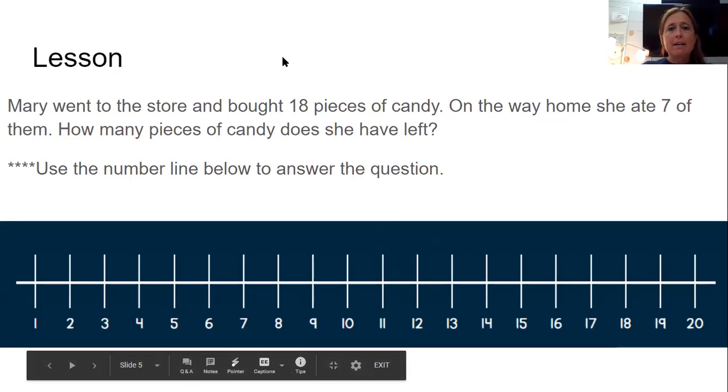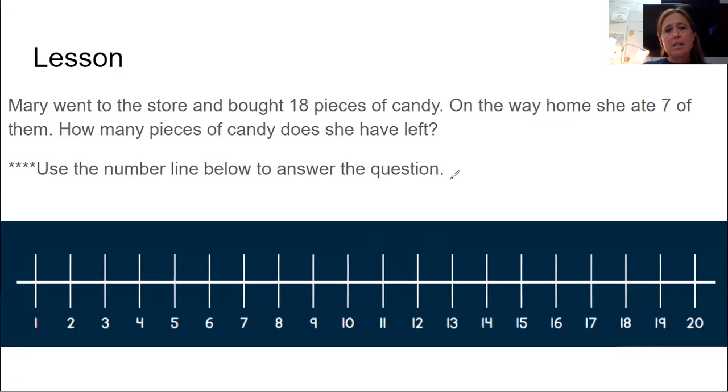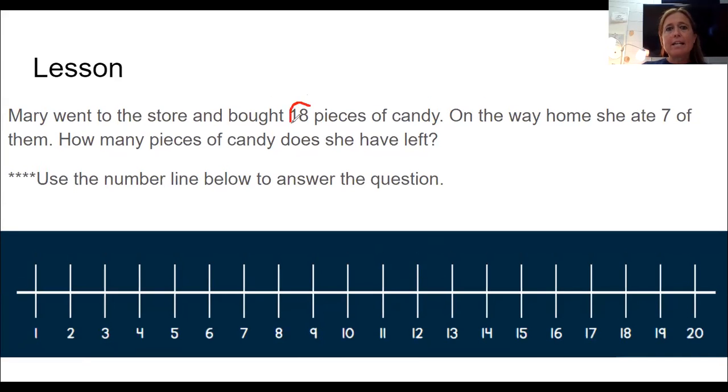Let me grab my pen. All right. So she started off with 18 pieces of candy. So here we are at the number 18. The number 18 on the number line is the same as saying 18 pieces of candy. Now, on the way home, she ate 7 pieces. Kind of made that a little too big of a circle there.